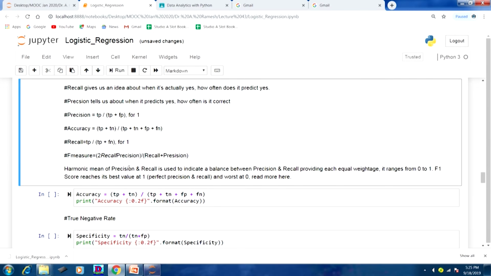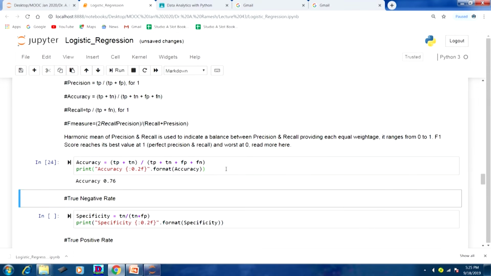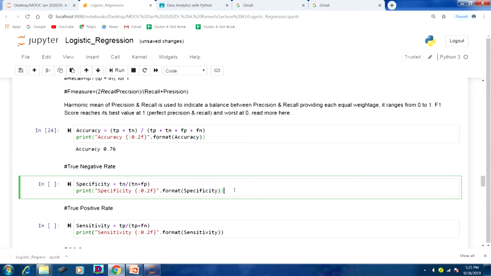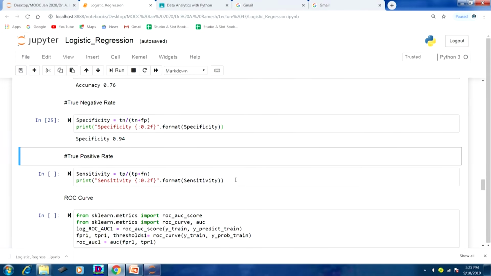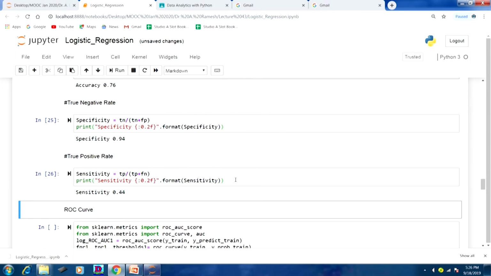Now, we will go for finding accuracy. The accuracy is 0.76. Then we will go for specificity. The specificity is 0.94. Here the default threshold value is 0.5. So, we will go for sensitivity, that is the true positive rate. When we check the true positive rate, it is 0.44.